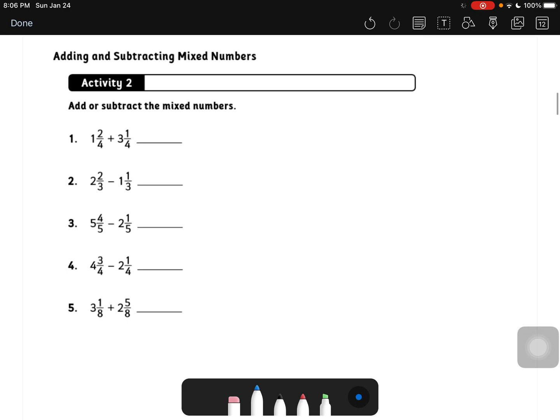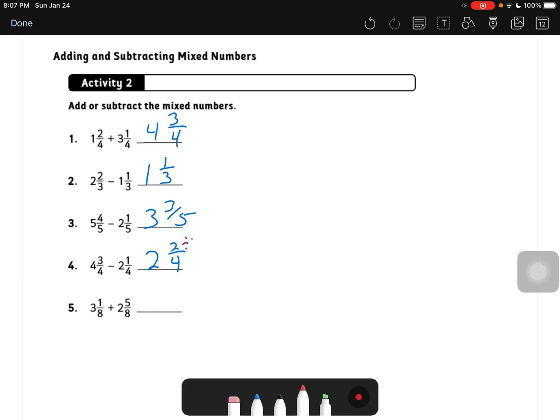All right, now here it says add or subtract the mixed numbers. Okay, so here 1 plus 3 is 4, 2 plus 1 is 3, so 4 3/4. Number 2, 2 minus 1 is 1, 2/3 minus 1/3 is 1/3. Number 3, 5 minus 2 is 3, 4/5 minus 1/5 is 3/5, so I got 3 3/5. And 4 minus 2 is 2, 3/4 minus 1/4 is 2/4. Now in that one I can simplify it a little bit. If I divide by 2, then that can be 2 1/2.